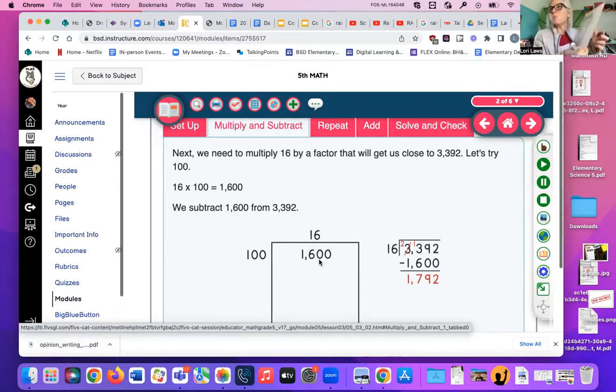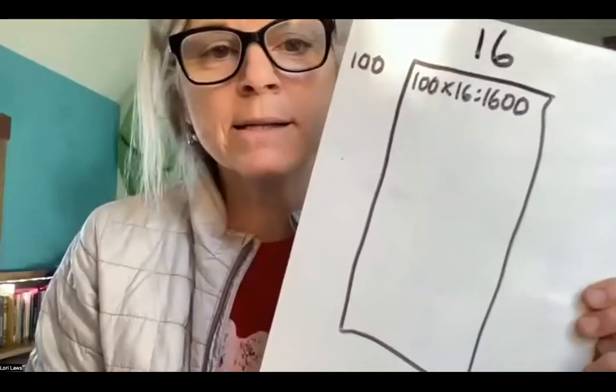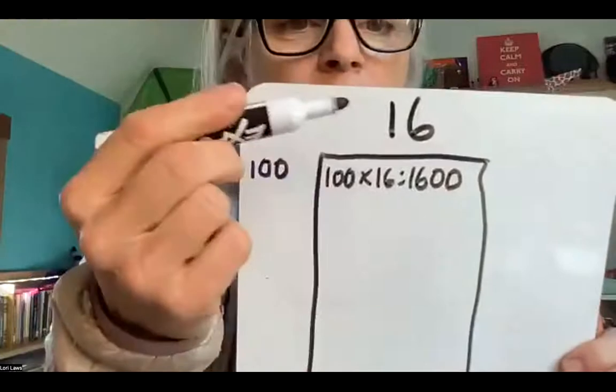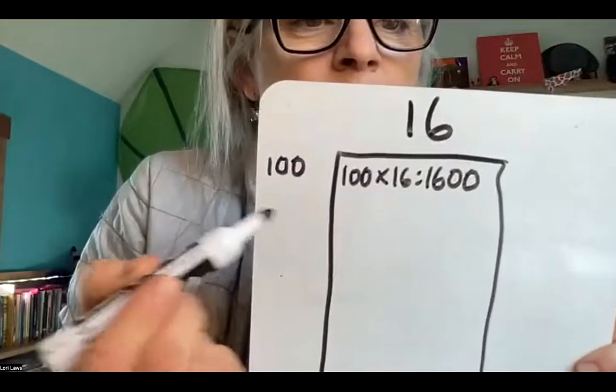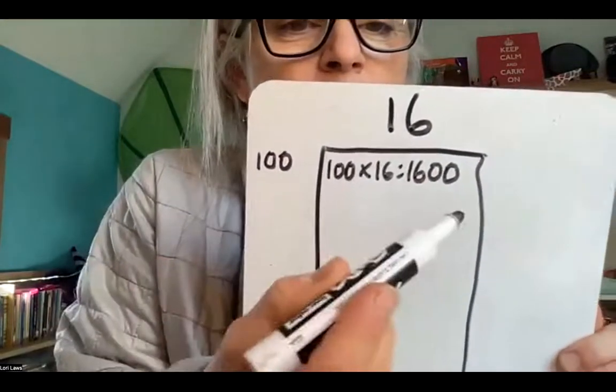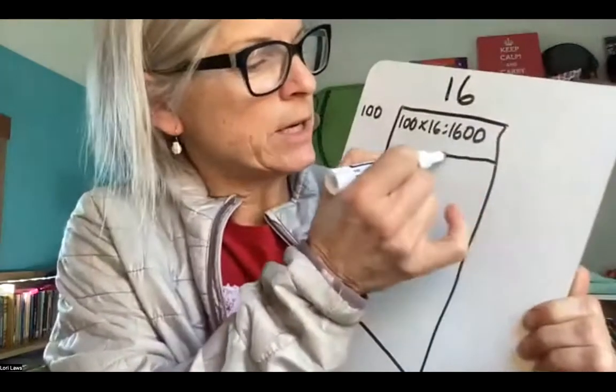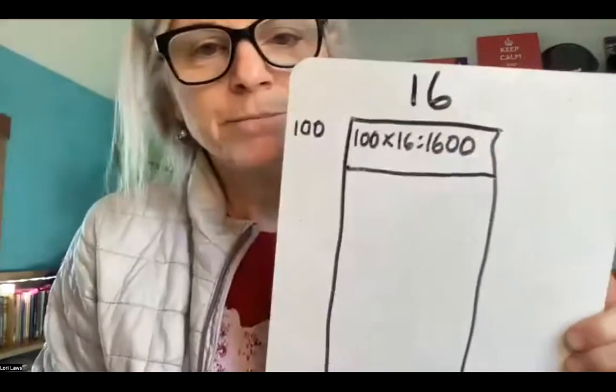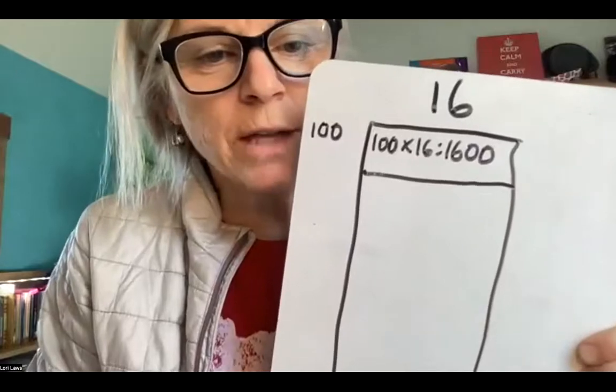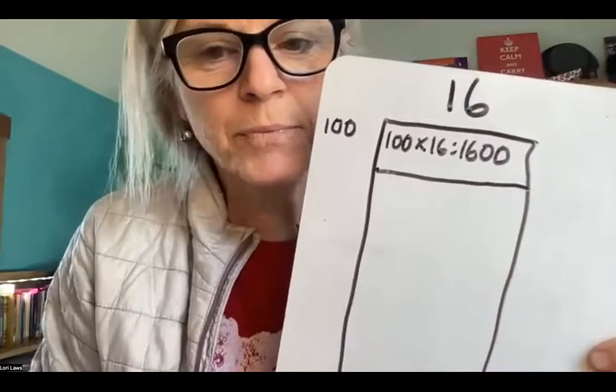Okay, so that's step 1, is you make yourself a box, you put the divisor at the top, and you pick a friendly number like 100, you times it by the divisor, get 1,600. So that's what we're doing first. Hopefully everybody has that on paper.